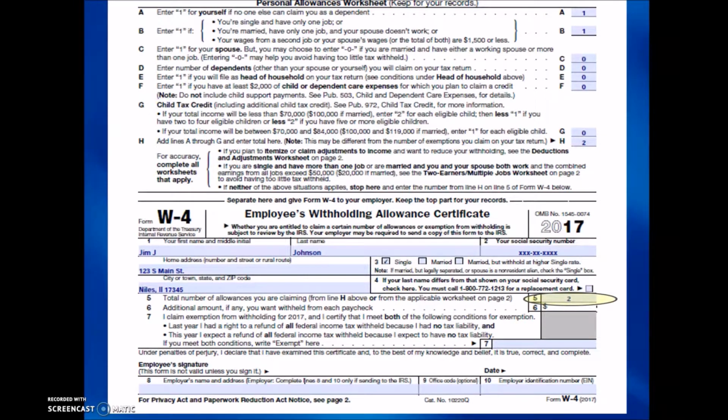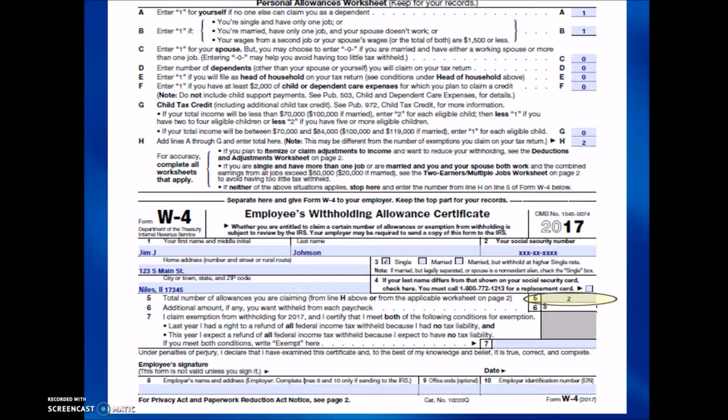These allowances are calculated by using the personal allowance worksheet located above the employee's allowance certificate. Jim claims 2 allowances which are calculated from lines A through G of the personal allowance worksheet. Line A has a 1 on it because Jim is claiming himself as a dependent. Line B also has a 1 on it because Jim is single and only has 1 job. Lines C through G have 0s on them because Jim is not married and has no children or dependents.